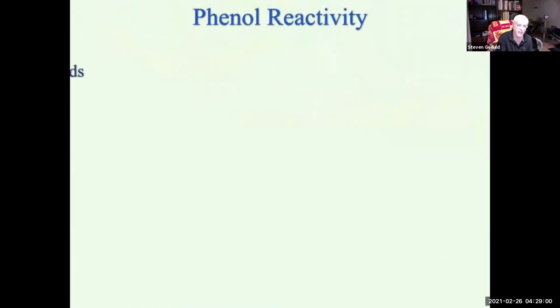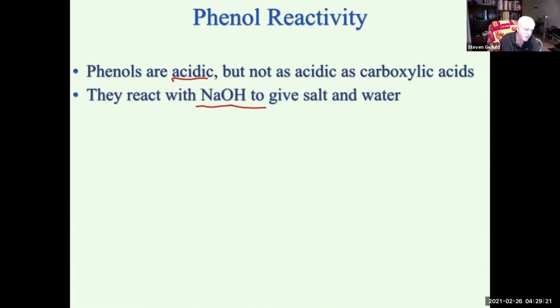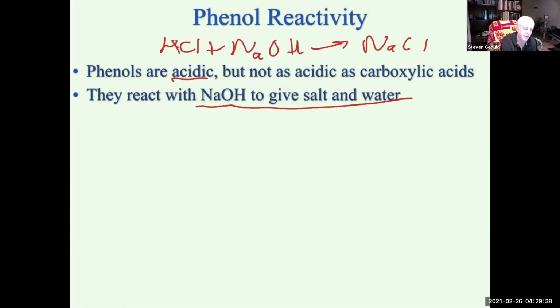Okay. Phenol reactivity. How do phenols react? Phenols are acidic. They have an H on them, but not as acidic as carboxylic acids. Carboxylic acids are a weak acid, and the phenols are even weaker than that, because that delocalized ring of electrons helps to stabilize it. They react with sodium hydroxide to give us salt and water. Remember, an acid and a base gives you a salt and water. Remember that from Chem 3. Let's take an acid, hydrochloric acid, HCl, plus base, NaOH, gives you NaCl plus water.